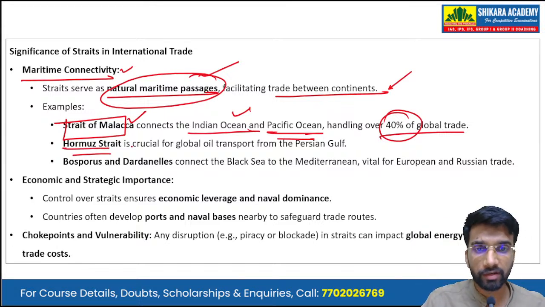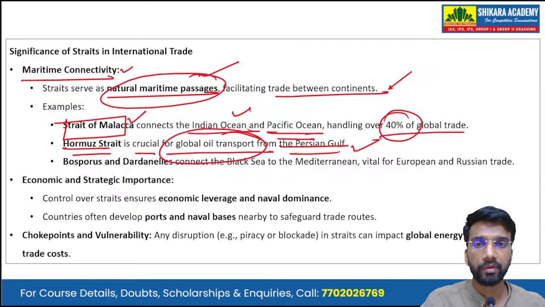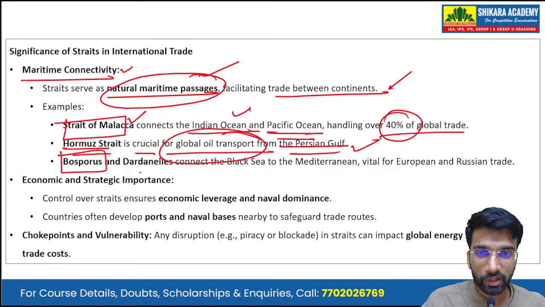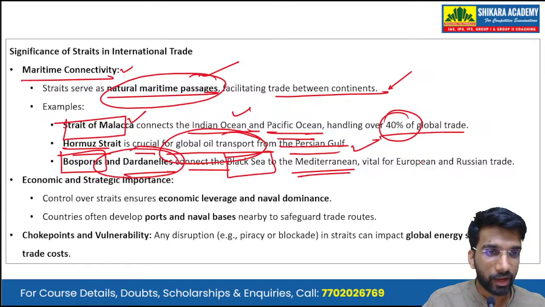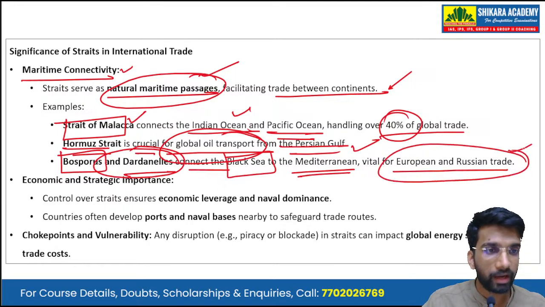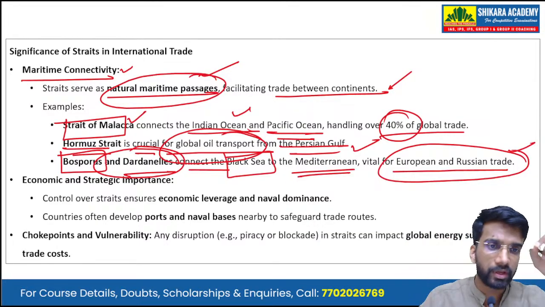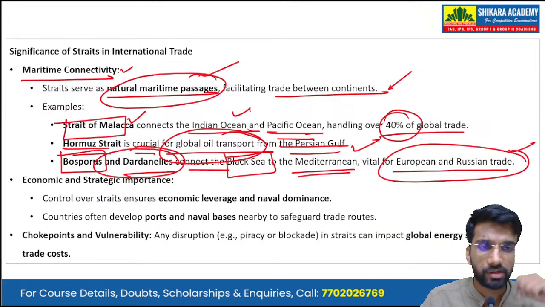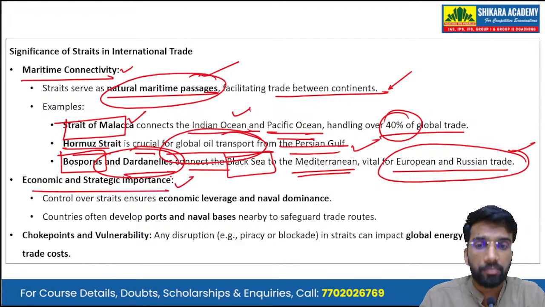Then we have the Hormuz Strait, which is a crucial strait for global oil transport in the Persian Gulf. Then we have the Bosphorus as well as the Dardanelles Strait, both present in Turkey. They connect the Black Sea to the Mediterranean Sea and are vital for European and Russian trade. If time permits, on a global map, we can highlight these important straits.